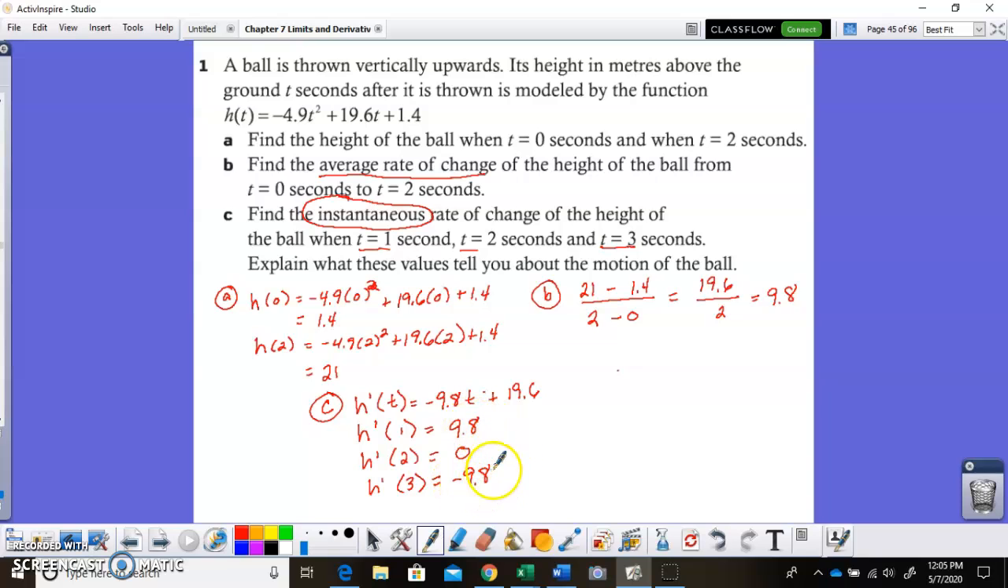So these two things match speed-wise, but because velocity gives us the direction, we can see that they're actually two different values.